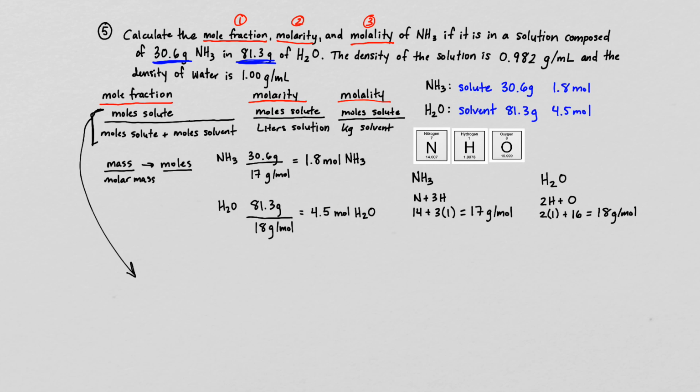Right. So the next thing we're going to do is we have our moles of solute. We've discovered that is 1.8 moles. I'm going to divide that number by 1.8 moles plus the moles of solvent, which is 4.5 moles. All right, that number is 0.286. And there is no unit because it is a fraction.